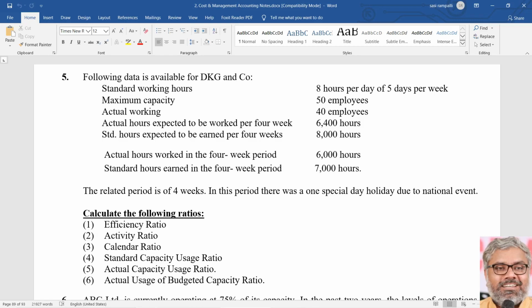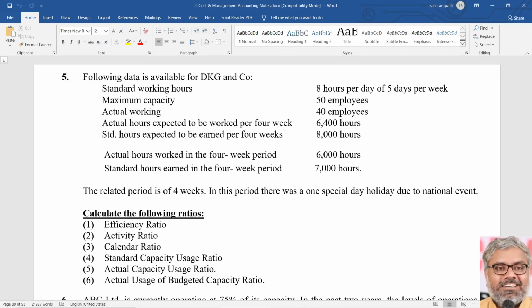Maximum capacity is 50 employees. Actual working is only 40 employees. And actual hours expected to be worked per a 4-week period were 6,400 hours. We can also call them budgeted hours. That's what was expected. And standard hours expected to be earned or worked for 4 weeks is 8,000 hours. But can we take that as standard hours?